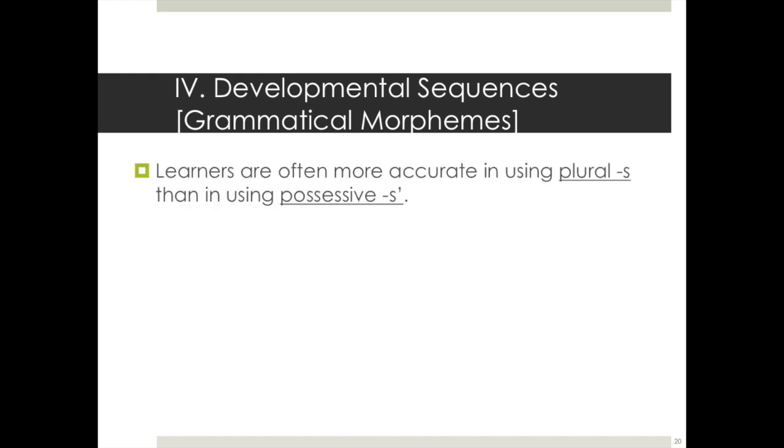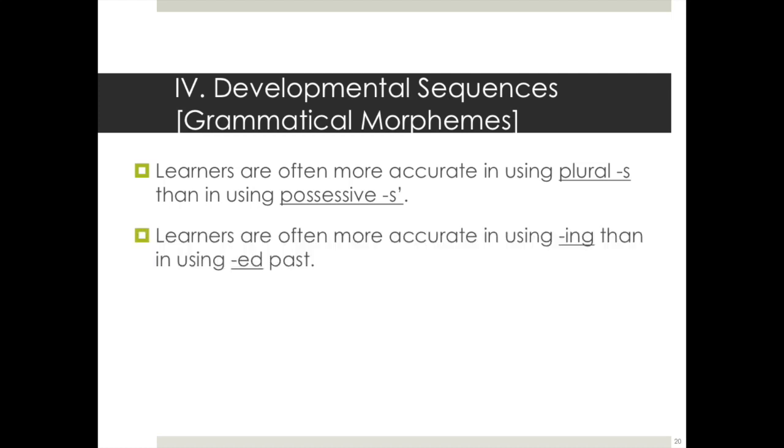Learners are often more accurate. Based on many studies in second language acquisition, it has been found that learners are more accurate in using the plural s form, and they really have a hard time, comparatively speaking, assigning the possessive s. It seems that the possessive s is a little bit more tricky for second language learners. So there is a prediction, or some expectations in terms of the developmental sequences, that the plural form will be acquired and mastered earlier than the possessive s.